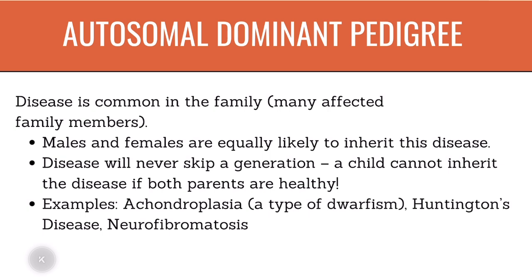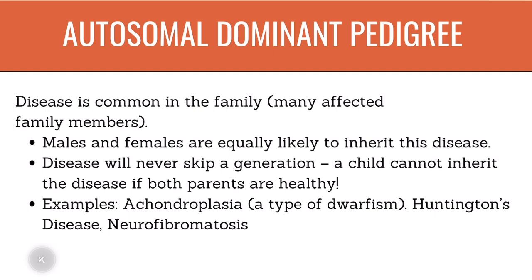Moving on to autosomal dominant traits. So this is a disease that's going to be super common in the family, meaning that most of the time many of the family members are going to be impacted. So since it's autosomal, males and females are just as equally likely to inherit this disease. And generally, this disease will never skip a generation because if a parent has it, then they're very likely to pass along that dominant trait to their offspring.